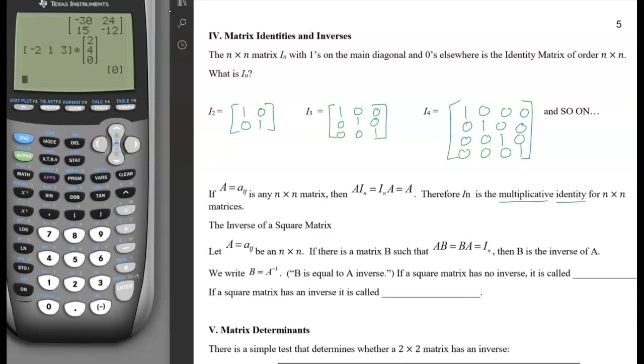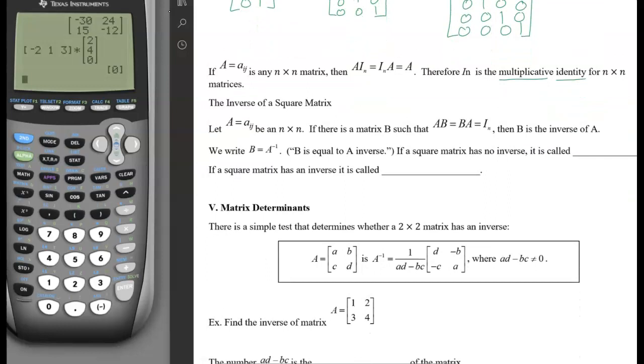So when I'm multiplying matrix A times an identity matrix, or an identity matrix times matrix A, all of these should end up equaling the matrix A. This is the multiplicative identity. Basically, it's the exact same thing as saying anything times 1 is itself.